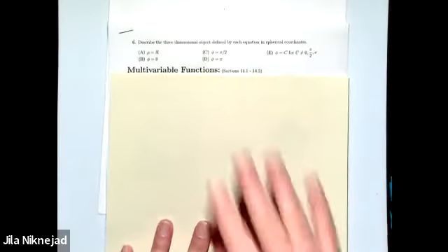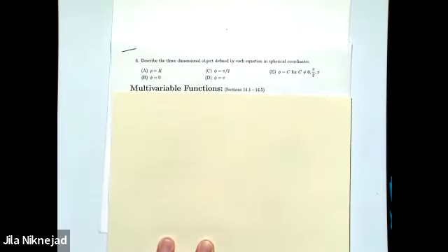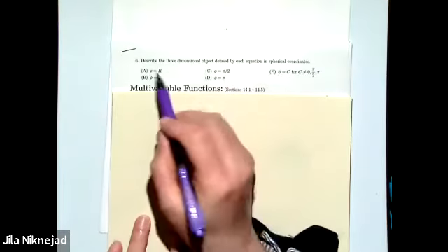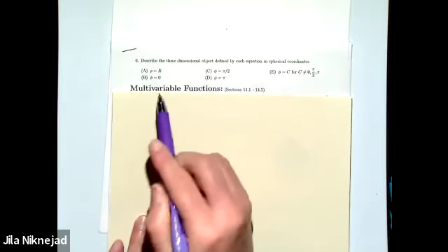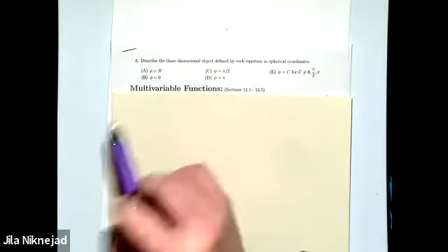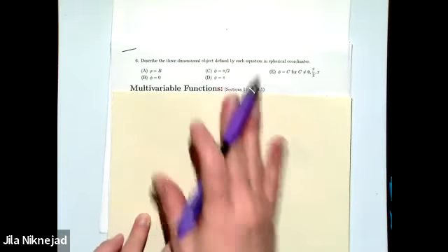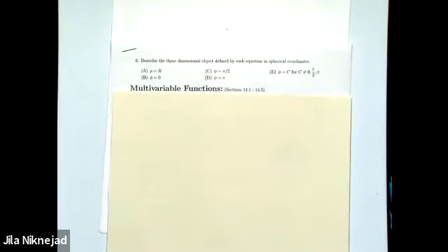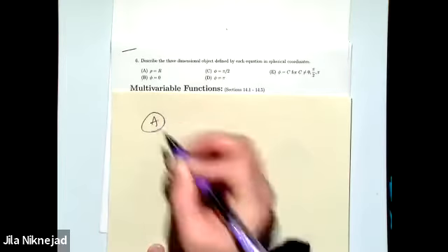12.7. So how do we go about doing these problems? It asks you to describe the three-dimensional object defined by each equation in spherical coordinates. So all of these are spherical. The question may be to recognize something in cylindrical. Now, let's start with A.